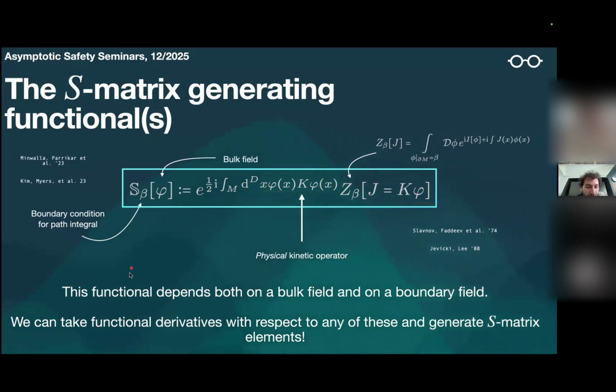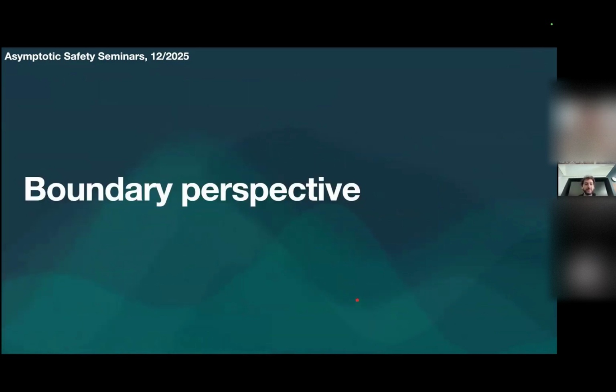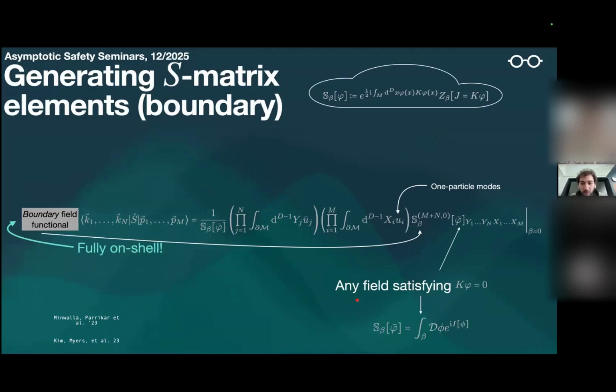As I mentioned, this functional depends on both a boundary field and a bulk field, and I can take either functional derivatives with respect to the boundary field or with respect to the bulk field, and both of these perspectives generate S-matrix elements. So in this first part of my talk, I'm going to talk about the boundary perspective. What exactly do I mean by saying that my functional generates S-matrix elements? What I mean is this big equation that I have in here, which might at first look intimidating, but it's really just simple standard QFT manipulations.